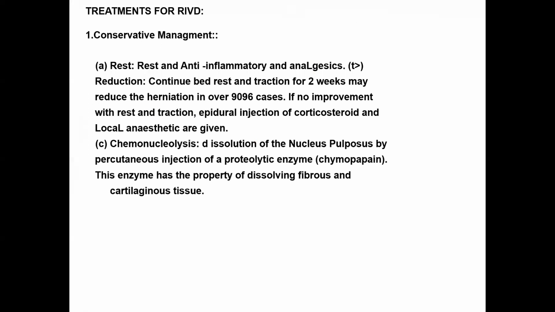Reduction, continue bed rest, and traction for 2 weeks may reduce the herniation in over 90% of cases. If no improvement with rest and traction, epidural injection of corticosteroids and local anesthetic are given. Chemonucleolysis. Dissolution of the nucleus pulposus by percutaneous injection of proteolytic enzyme. This enzyme has the property of dissolving fibrous and cartilaginous tissue.